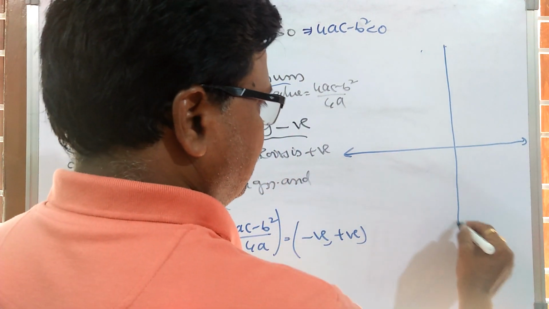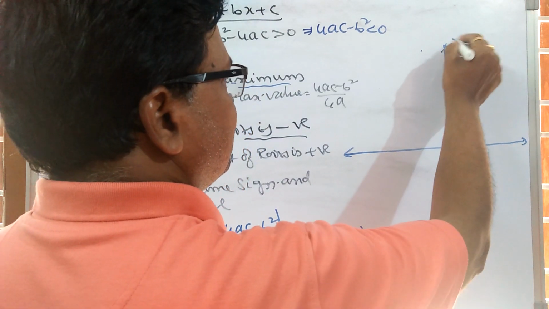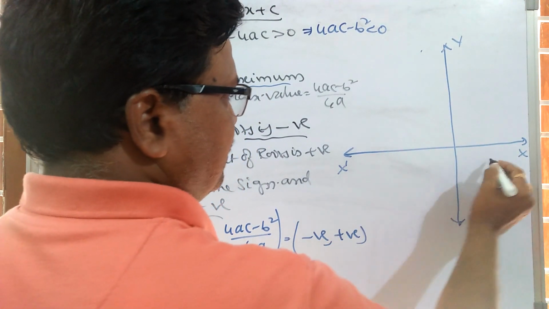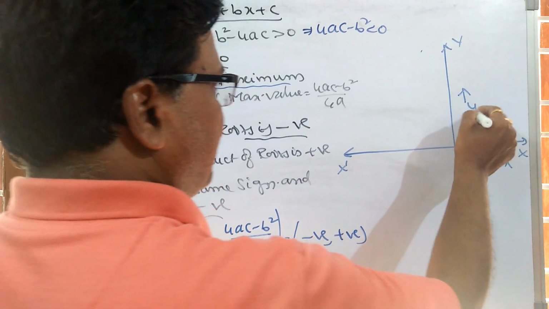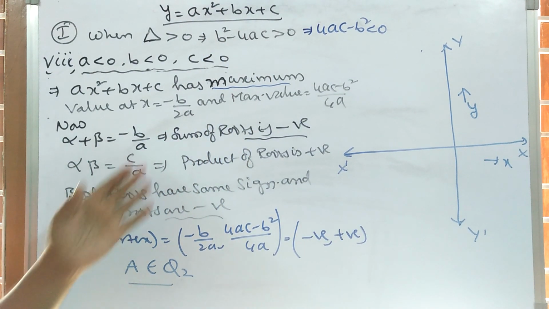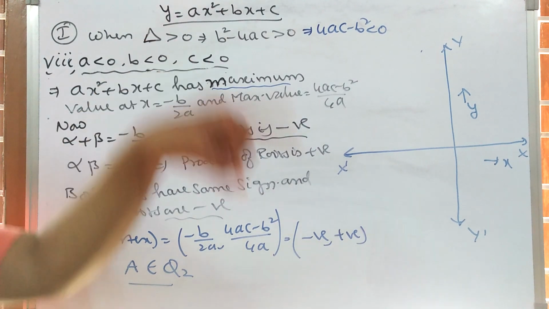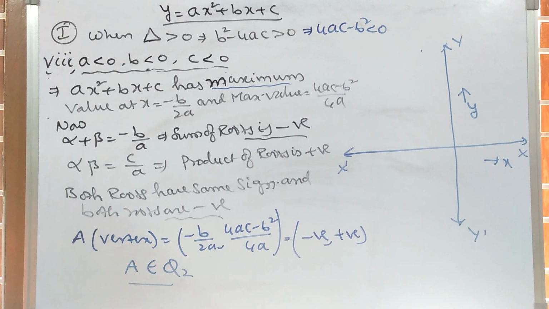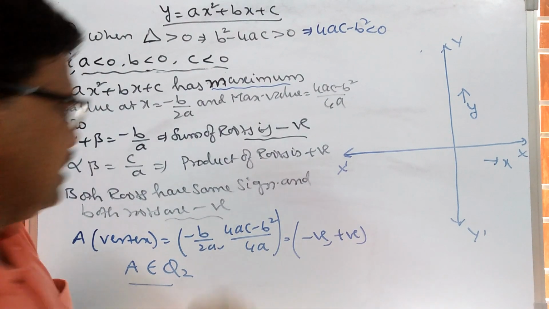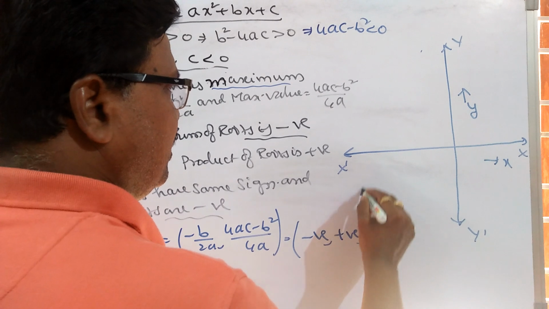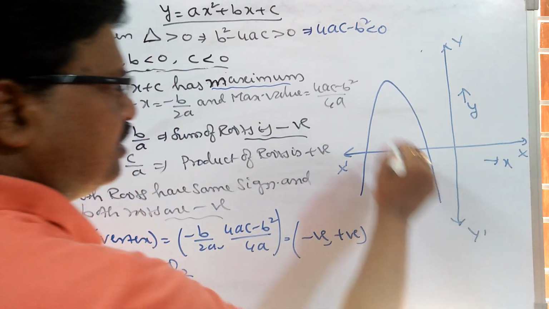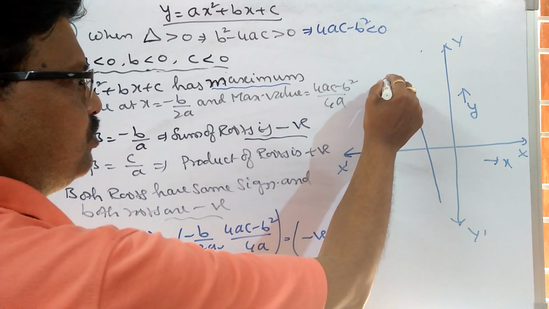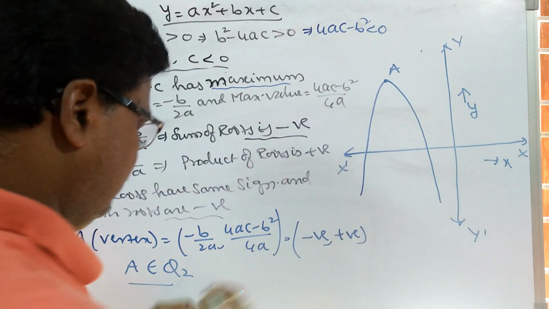Here this is the y axis, and this is the x axis, x values and y values. Now how will the graph be here? First of all, maximum value means a downward parabola, and both roots have the same sign, and both roots are negative. That means the curve meets the negative x axis at 2 points, and the vertex lies in the second quadrant. So the graph will be like this. The curve meets the negative x axis at 2 points. So this is the vertex.